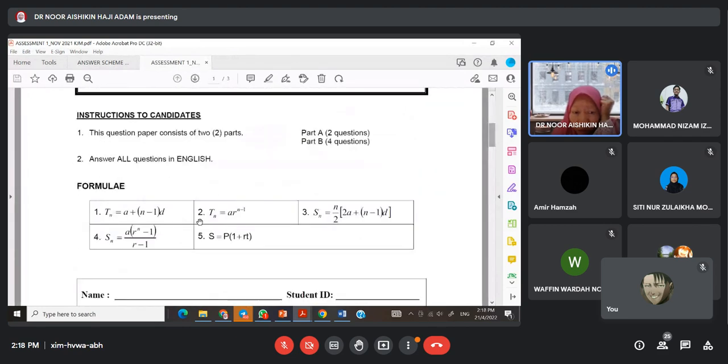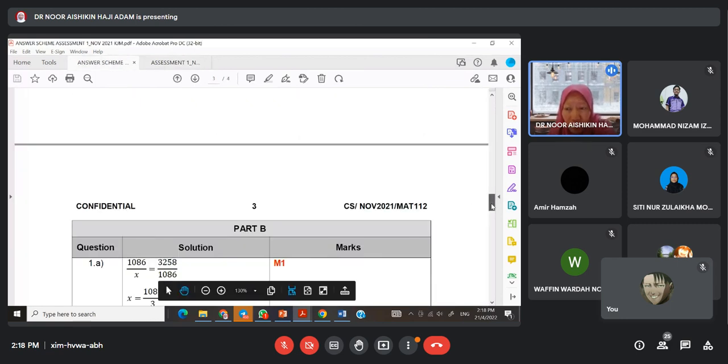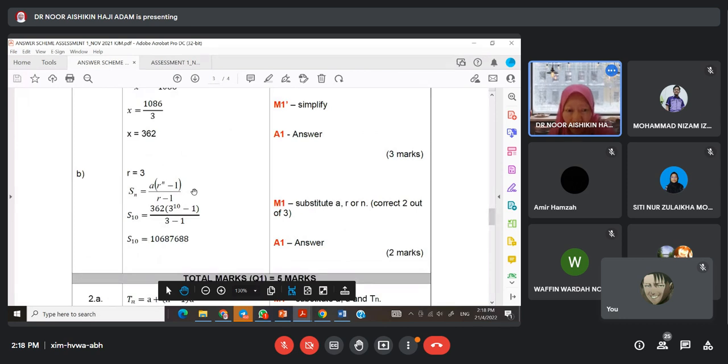Ada tak kat sini? Dekat soalan tadi ada formula. So you don't need to worry about the formula. It's a matter of choosing which formula to choose. Still, I want to see the formula because I want to see how you plug everything into the formula. Sebab tu tak ada markah dekat formula, given. But how you plug everything into the correct formula, that's what we want to see. You get 1 mark there if you substitute the value of A, R, or N correctly. Ni kira dah generous ni. Kalau satu salah pun, you still get 1 mark.